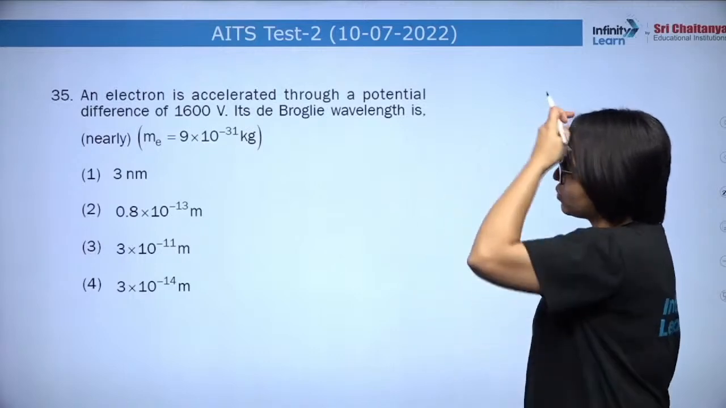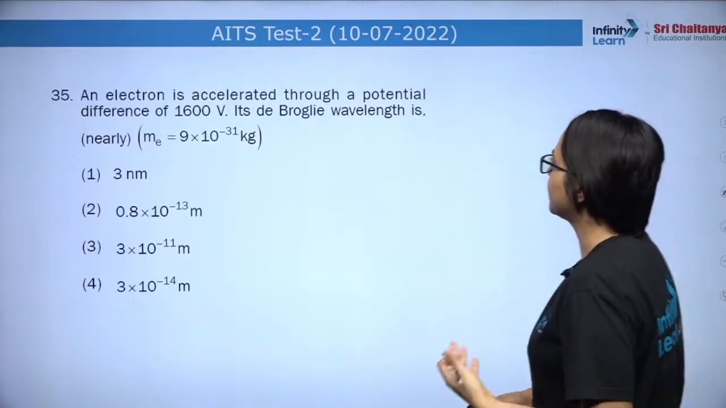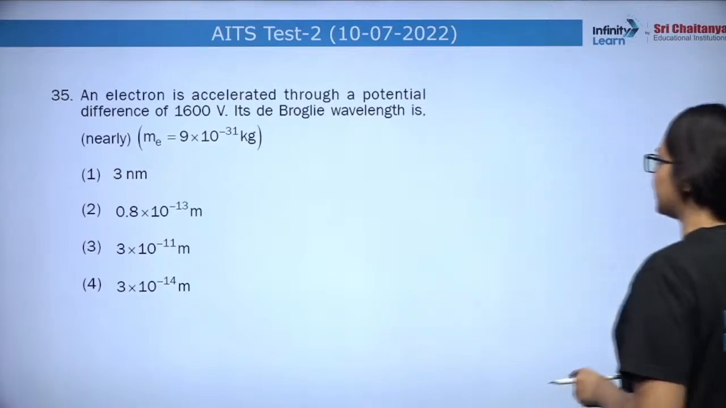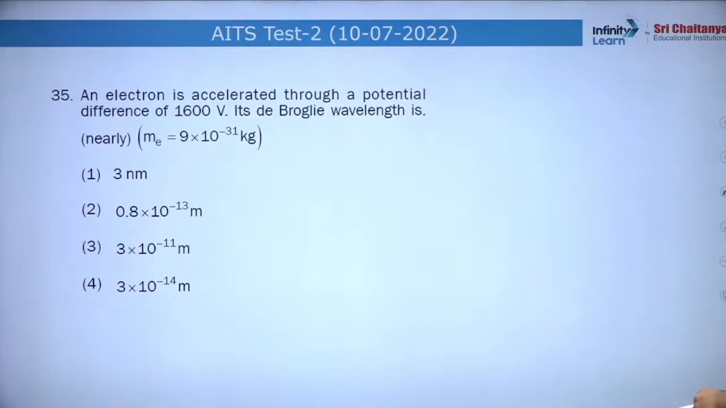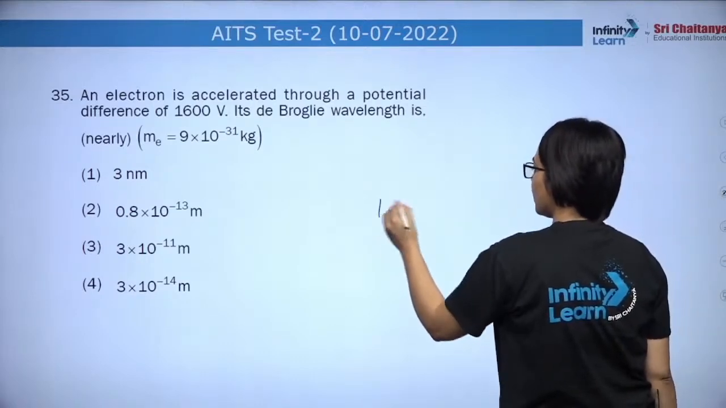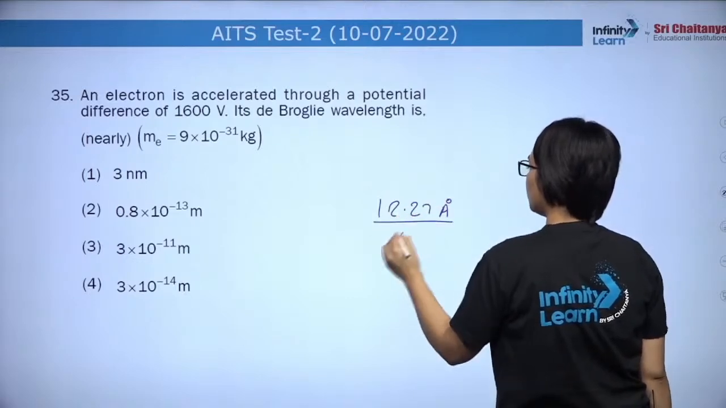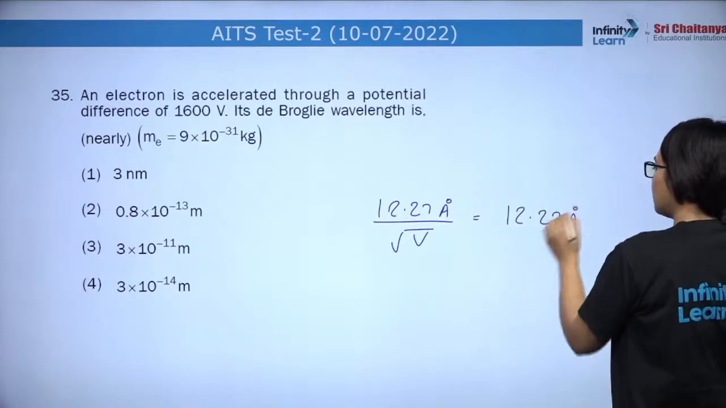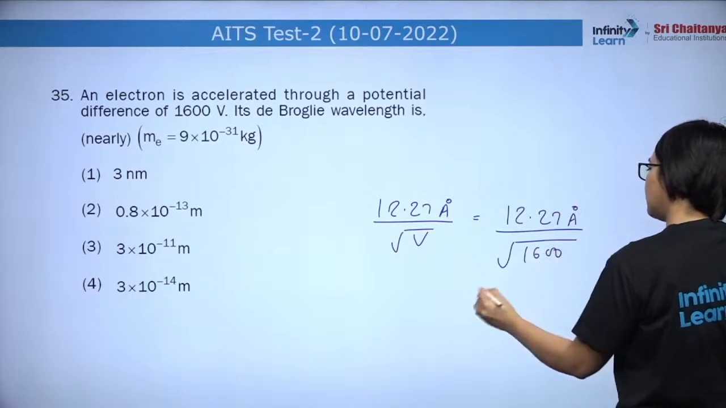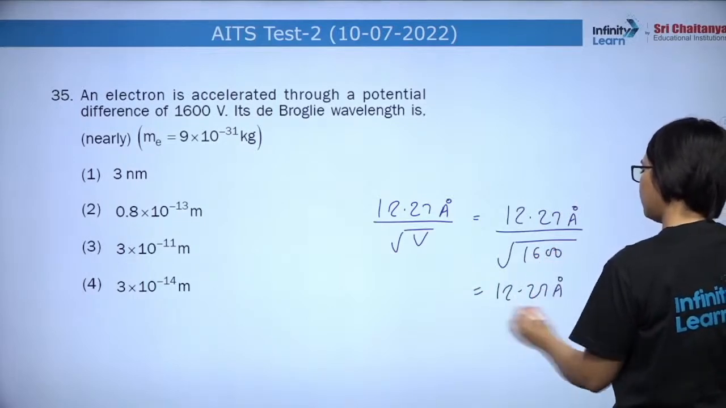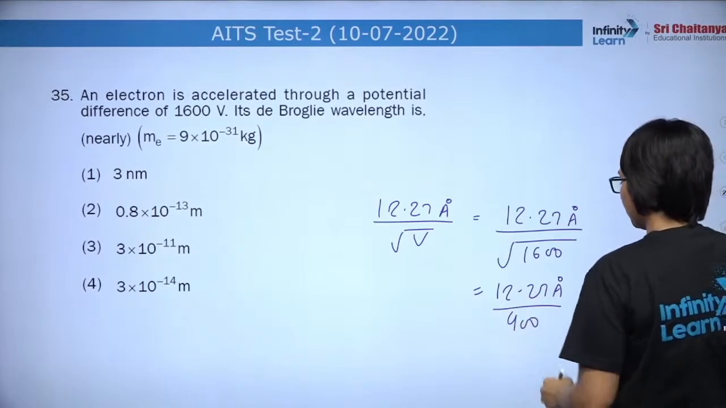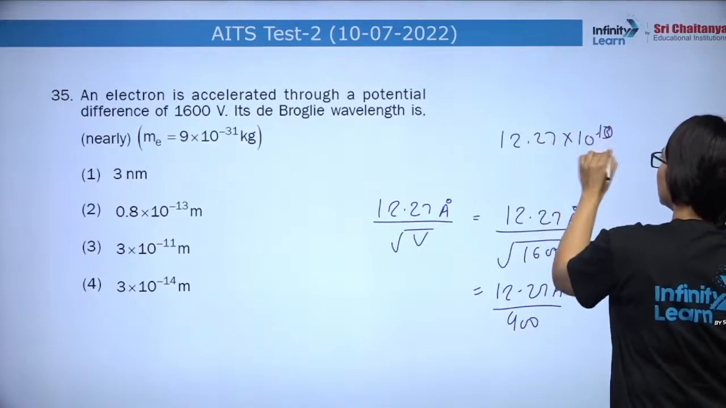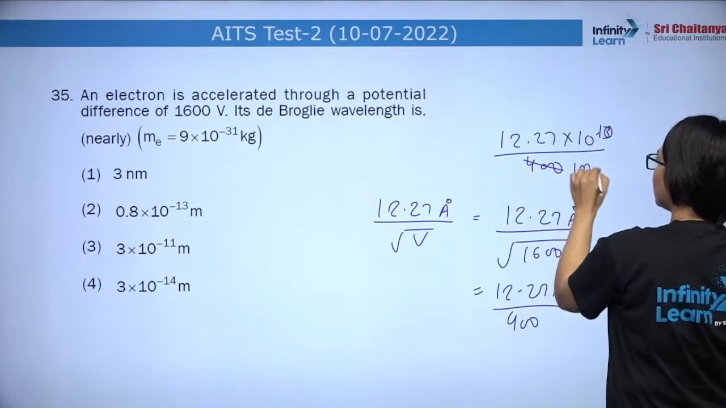Next is 35. An electron is accelerated through a potential difference of 1600 volt. Its de Broglie wavelength associated is, so de Broglie wavelength for electron is 12.27 angstrom divided by under root V, where V is the potential difference 1600. So it is 12.27 angstrom divided by under root of 1600, so it is 12.27 angstrom divided by 40. So this will be approximately 12.27 into 10 power minus 10 divided by 40.